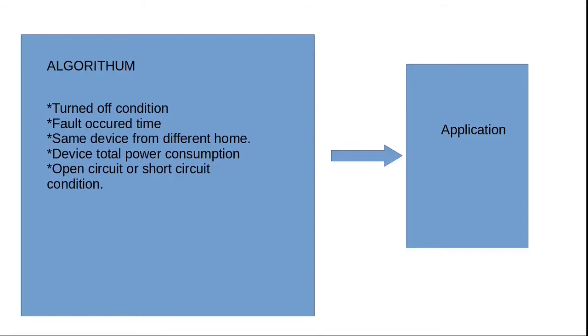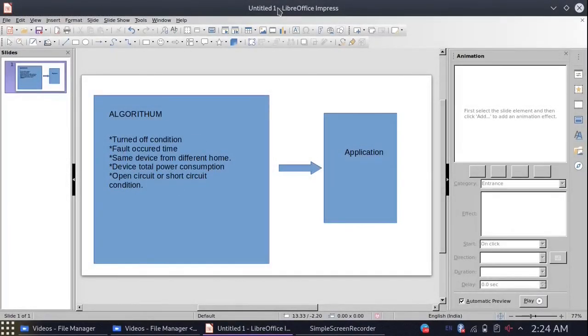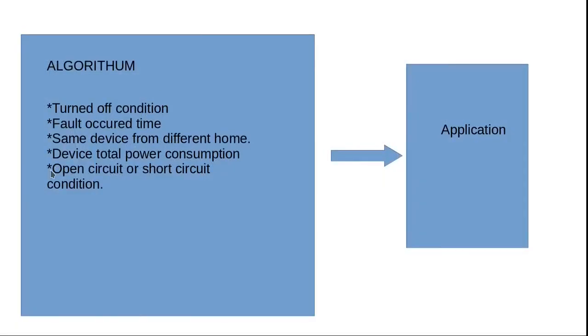And also there's the power rating, and open circuit and short circuit conditions are also evaluated. Because when there is an open circuit, there is no power, and no current will flow in open circuit conditions. And during a short circuit, a huge current will flow. So this is also evaluated in our algorithm.